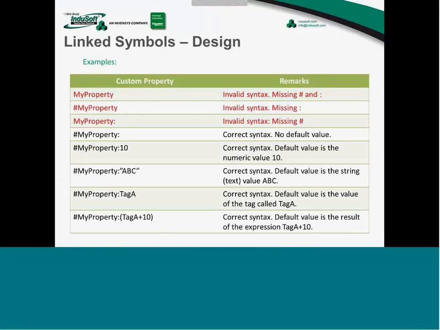And the exception, oh, by the way, here are just some examples of custom properties that are valid and invalid. So my property without hash sign, without colon, is not a custom property name. You're missing the hash sign and the colon. Hash sign, my property, is invalid as well. You always need to have the colon as well. My property colon is invalid. You always need to have the hash sign. Hash sign, my property colon, is correct. And the default value is nothing. But this is a correct custom property.